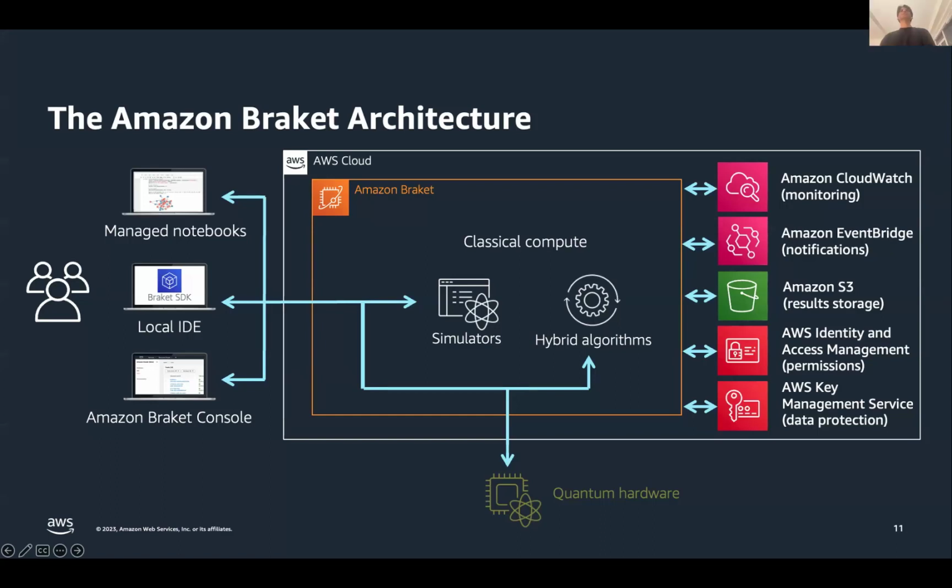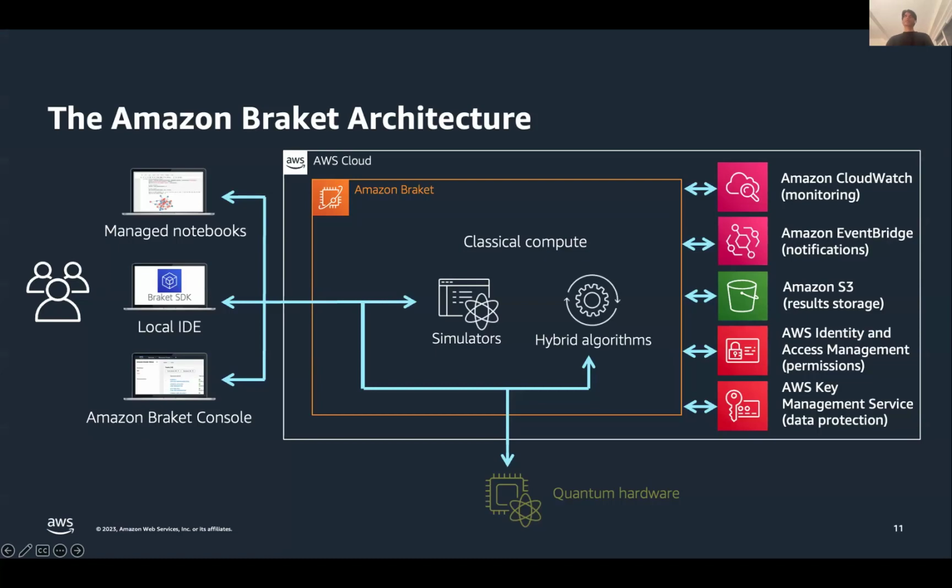Okay, so the first question, does AWS have a simulator and quantum hardware? Amazon Braket provides access to simulators, as I will be talking about: state vector, tensor network, and density matrix simulators, which are built in-house. You are also allowed to use embedded simulators.